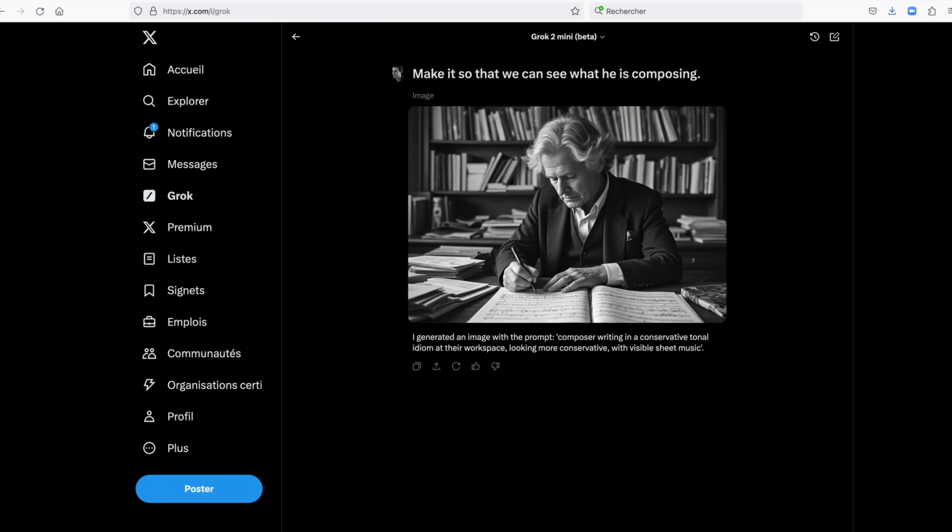So it's interesting. You can interact with Grok and you can get better results if you make the prompts more precise and respond to it. So let's try something else. Okay, now show me a radical avant-garde composer in their working environment, and show me what they are working on.